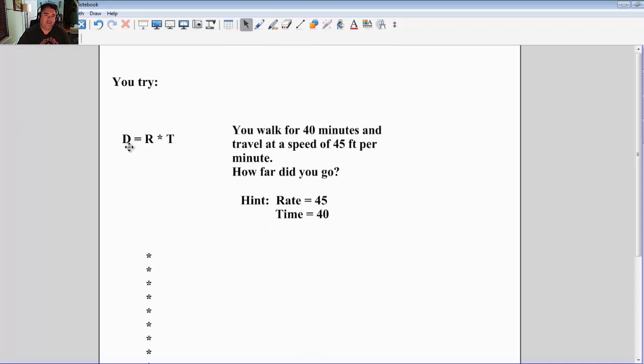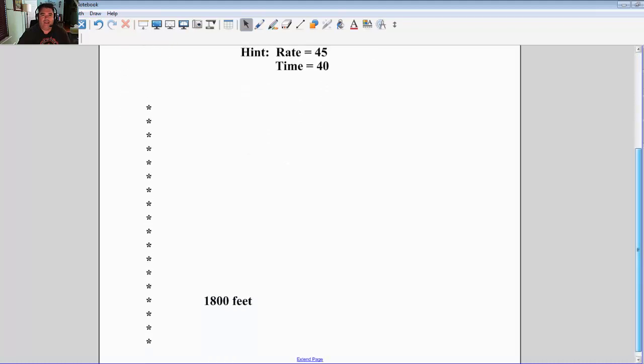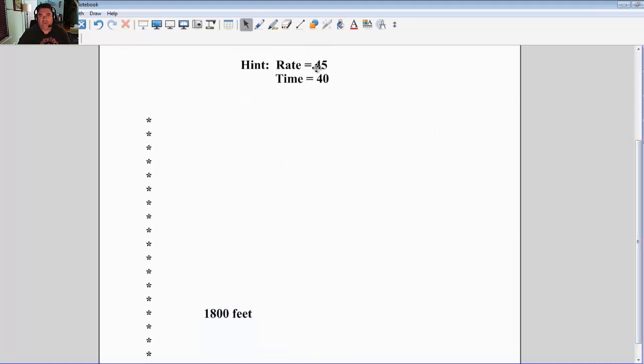Now you try. Distance equals rate times time. You walk for 40 minutes and travel at a speed of 45 feet per minute. How far did you go? Go ahead and give it a try. Let's see how you did. I get 1800 because you simply take 40 times 45.